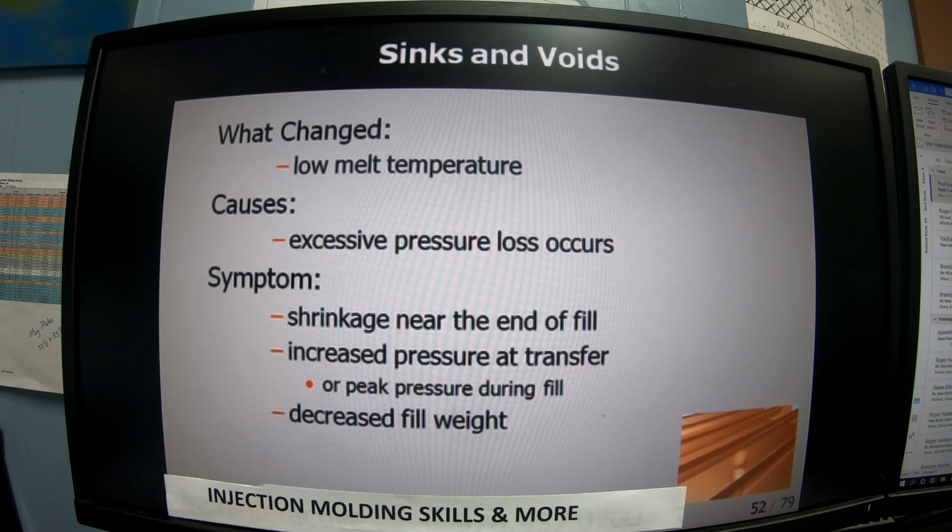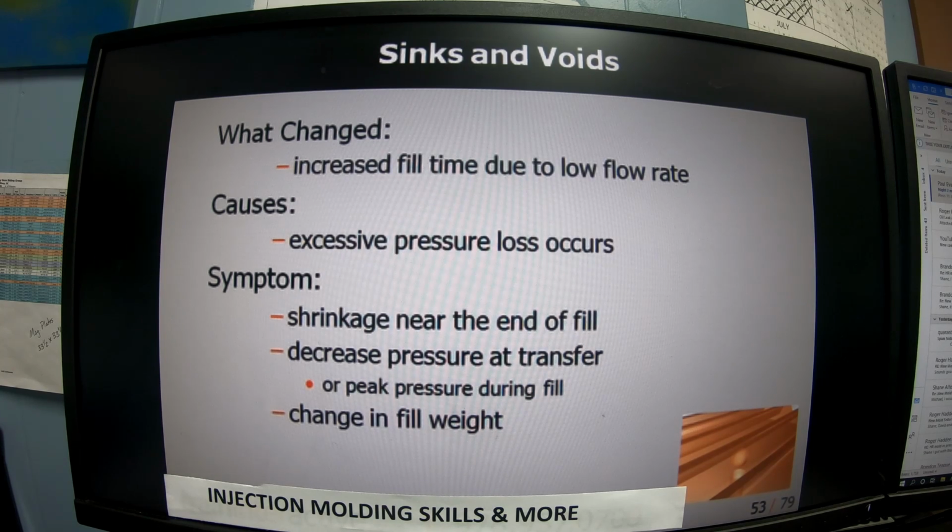Unlike the high melt temperature, low temperature polymer increases the pressure loss in the mold, and this often results in sinks or voids near the end of fill. In this case, you'll often see an increase in pressure at transfer and a lower part weight during fill. As with a lower melt temperature, a low injection rate can also cause high pressure losses, again resulting in sinks or voids near the end of fill. But a drop in pressure at transfer will also occur.